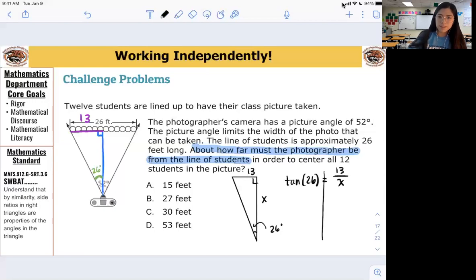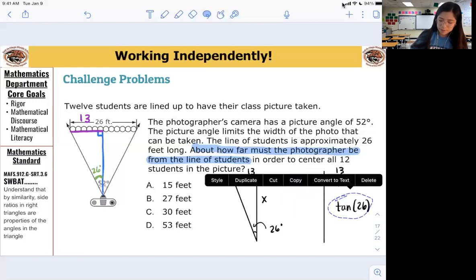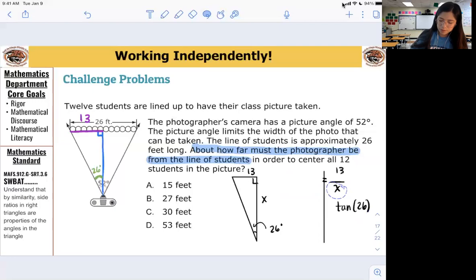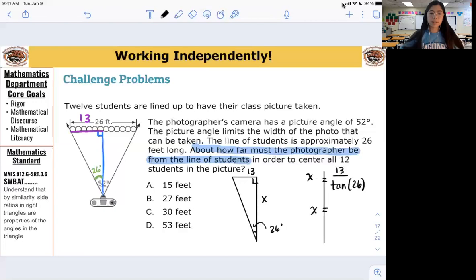Because I need x, switch 'em. Yeah, I can switch the x and the tangent of 26. Just do a little switcheroo. So to get the value of x, we just do 13 divided by the tangent of 26.